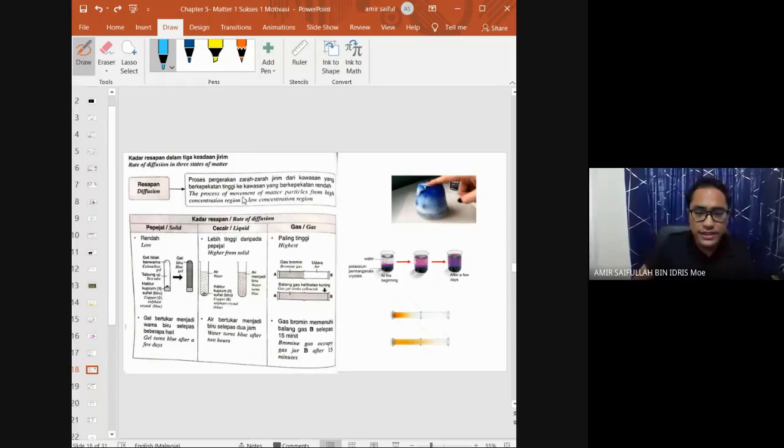So diffusion is the process of movement of matter. Let's say you put a potassium manganate just now. It is purple, so you can see the purple color. It will move from a very concentrated place, where the particles are together, to a region with low concentration, a place which is less concentrated. After a while, they will spread evenly. That is the process of diffusion.